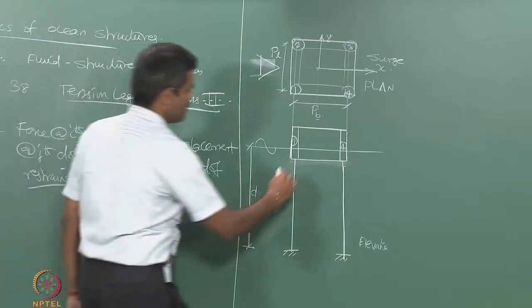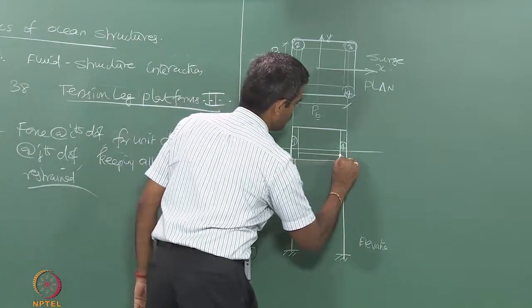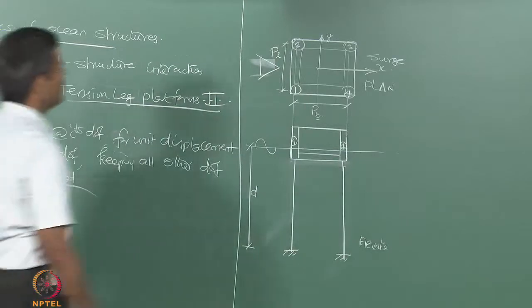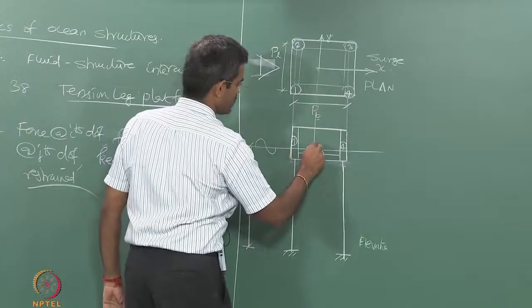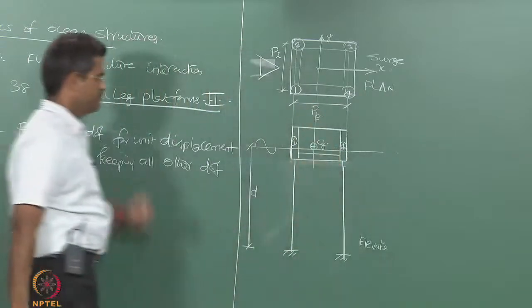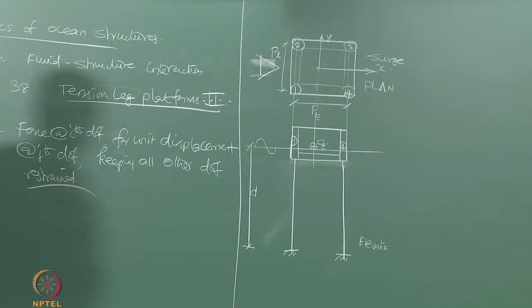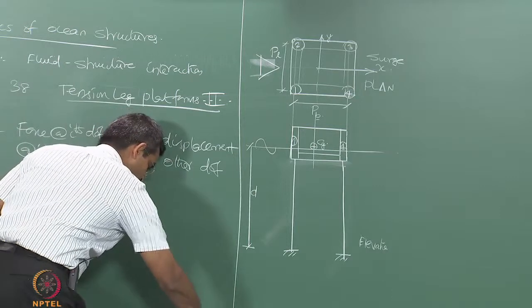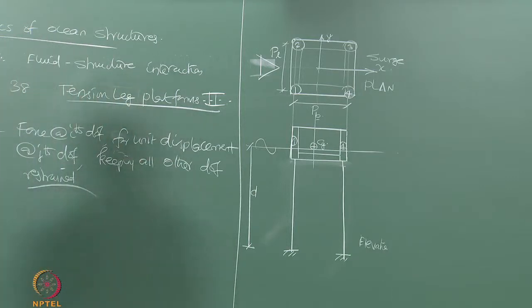That is my pontoon member. Let us say this is my CG, somewhere here. So, I give unit displacement in the x axis.